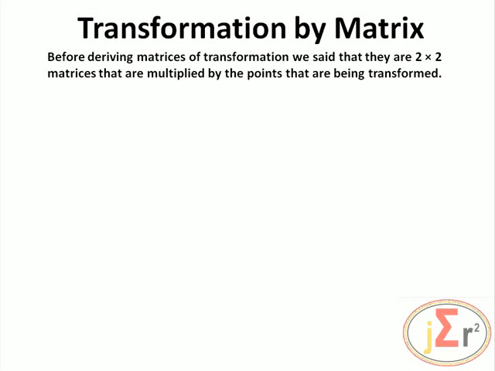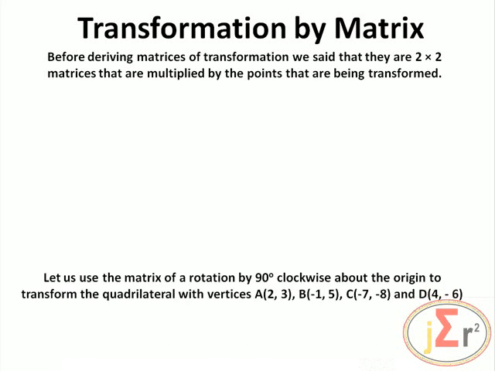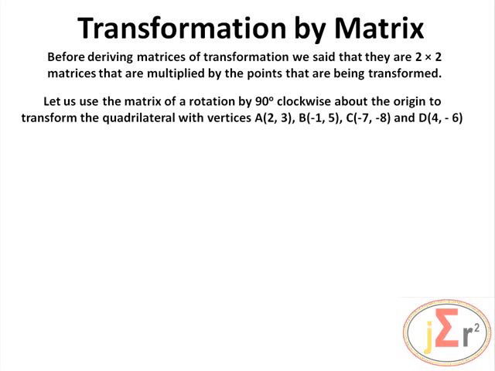Before deriving matrices of transformation, we said that they are 2 by 2 matrices that are to be used to multiply points that are to be transformed. So we are going to transform points by the use of matrices. Let us use the matrix of a rotation by 90 degrees clockwise about the origin to transform the quadrilateral with vertices A(2, 3), B(-1, 5), C(-7, -8), and D(4, -6).